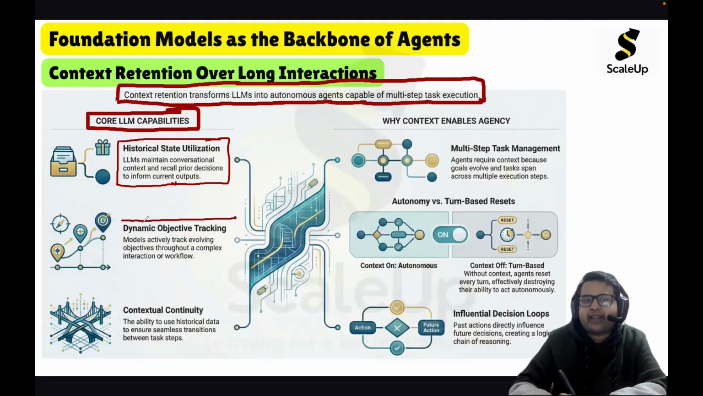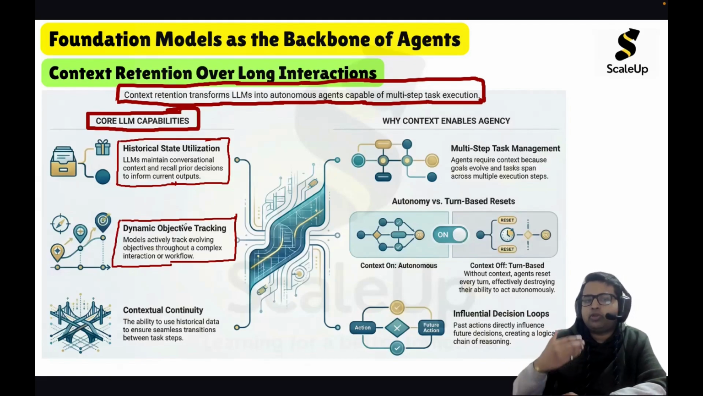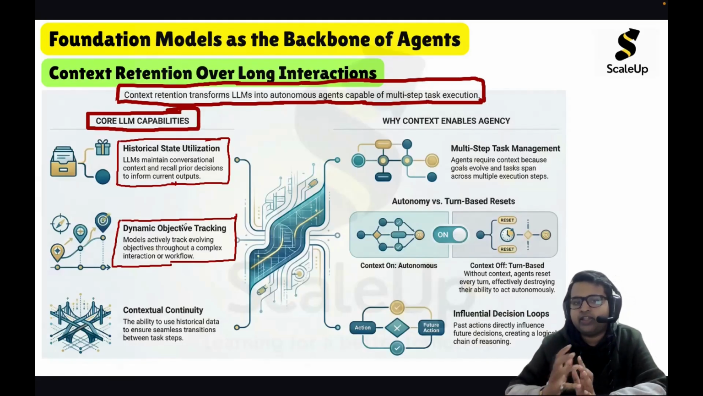Dynamic objective tracking. Models actively track evolving objectives through a complex interaction or workflow. It might happen that with time, your objective keeps evolving. Initially, let us suppose you had an intent to visit a nearby place. Then after interaction, your intent evolved. You might now be thinking about going for a movie rather than visiting a random place. Now you are thinking about watching a movie in a multiplex.